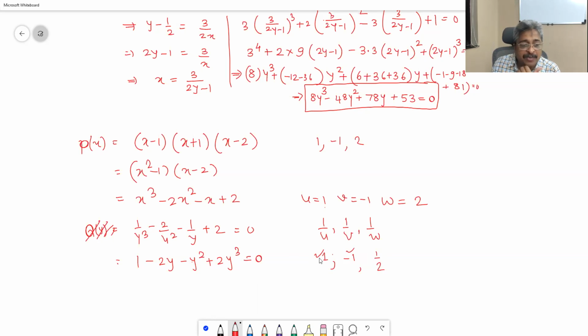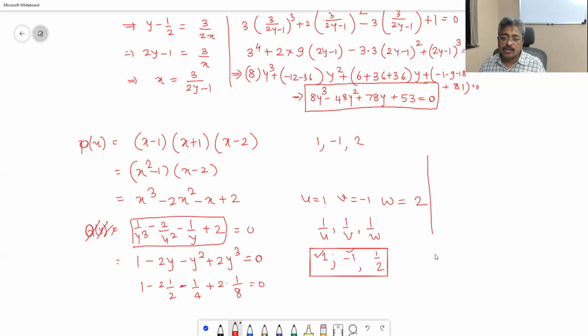Let us check whether half is a root or not. 1 minus 2 upon 2 minus 1 upon 4 plus, if we put half, minus 1 upon 4 plus 2 into 1 upon 8. Is this equal to 0? This is plus 1 by 4 plus 1 by 4 minus 0. So indeed you get these three roots by whatever transformation that we have made.